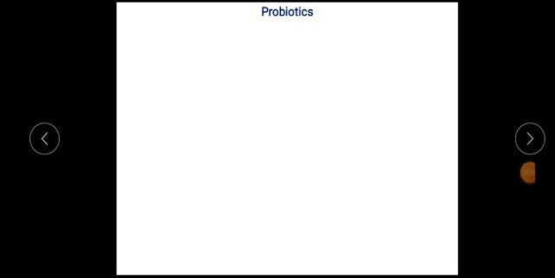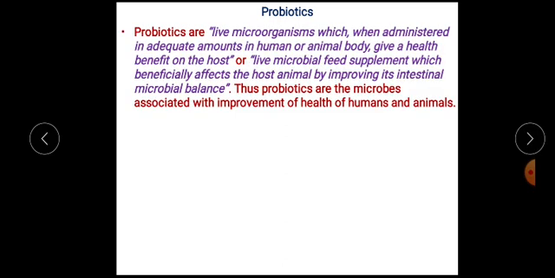The next area in which the microorganisms are used is probiotic. Let us see the definition of probiotic. This topic is particularly related to our earlier lecture in which we have studied the beneficial role of normal flora organisms in the human body. So normal flora means the microbes which are normally present in our body and which have a beneficial effect. Probiotic is also related to that.